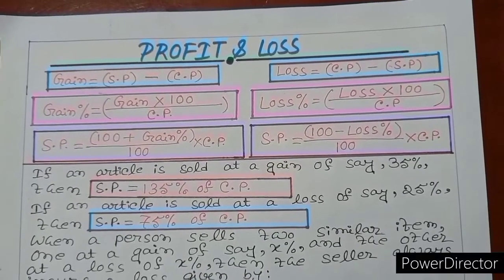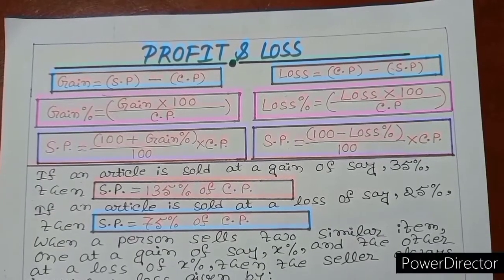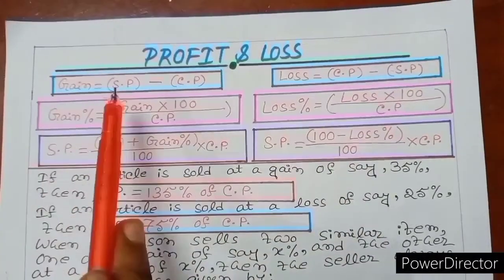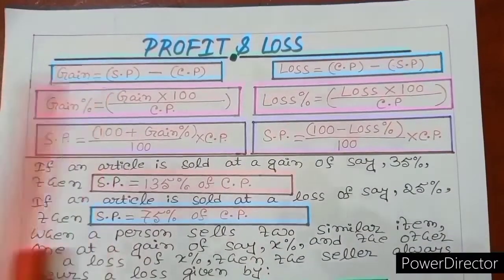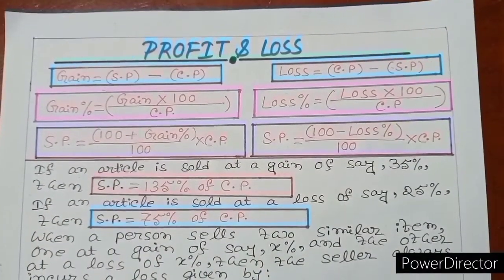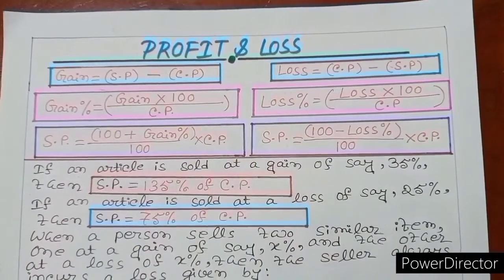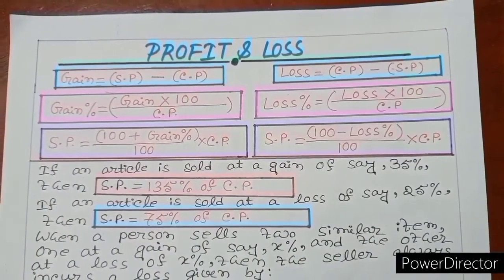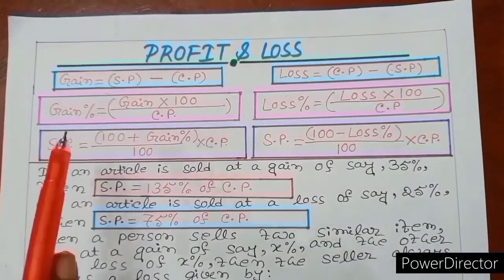Hello friends, in the previous video we learned the basics of profit and loss and solved some questions using this sixth formula. Gain equals selling price minus cost price. When selling price is greater than the cost price, obviously it makes some gain or profit. And loss, whenever cost price is greater than selling price, then it obviously makes some loss.